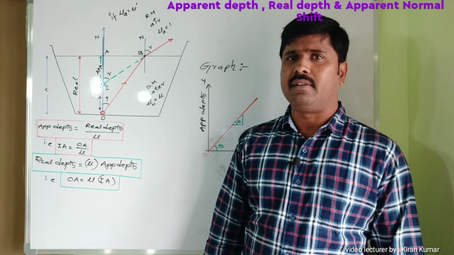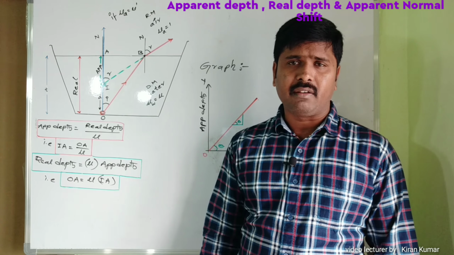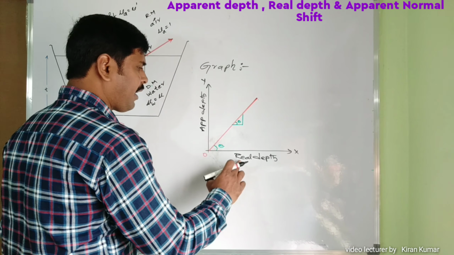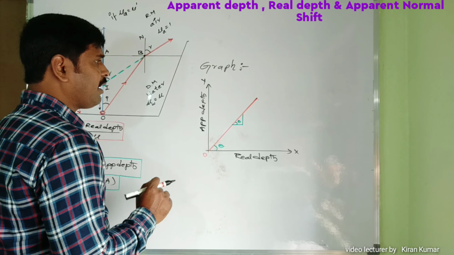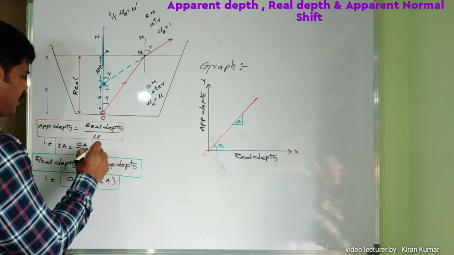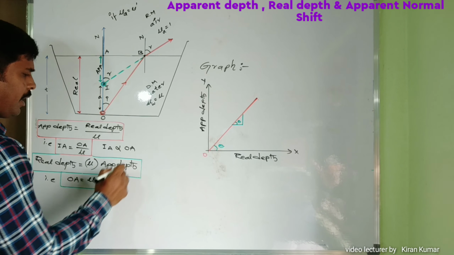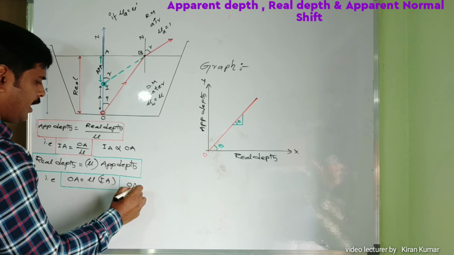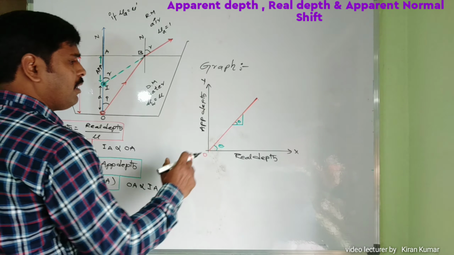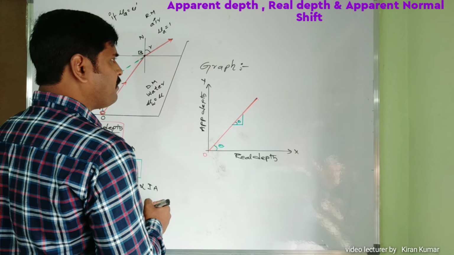Now the relation between the real depth and the apparent depth based on the diagram. We are considering a graph, with real depth on the x-axis and apparent depth on the y-axis. Here are the apparent depth and real depth relations. Apparent depth Ia is directly proportional to OA, and from this equation, real depth is also directly proportional to the apparent depth. That's why the straight line passes through the origin, and theta is the slope of the graph.